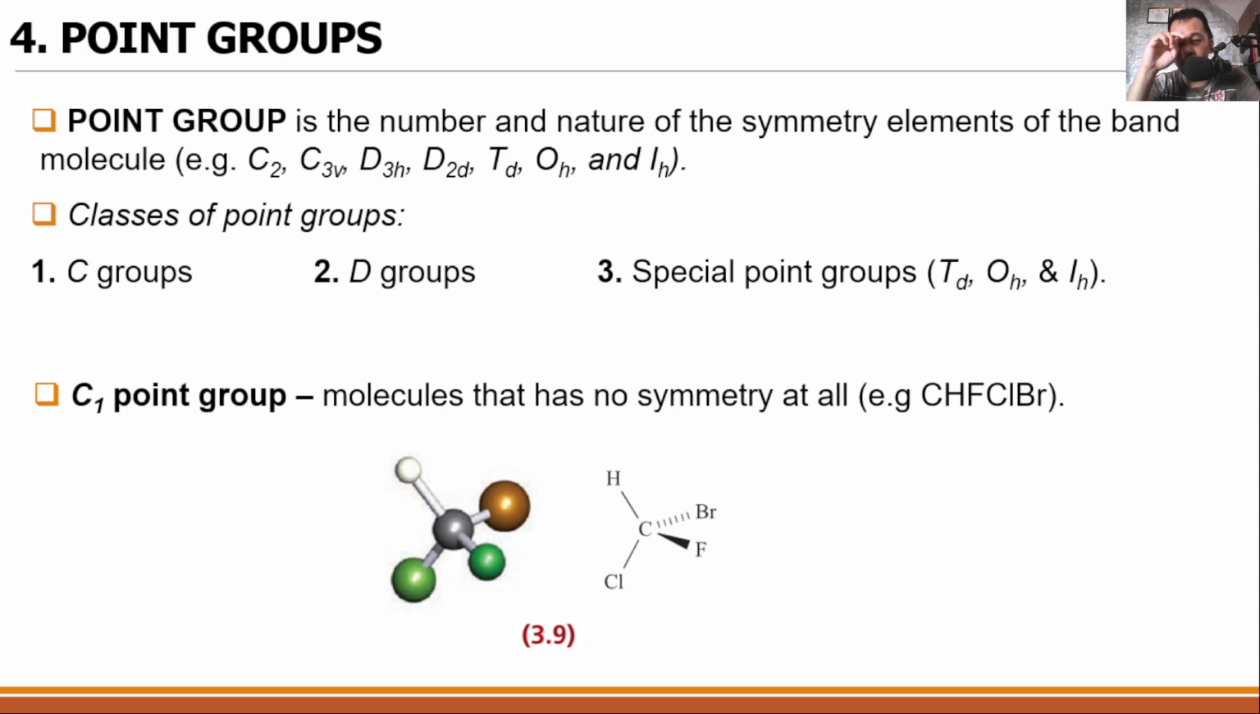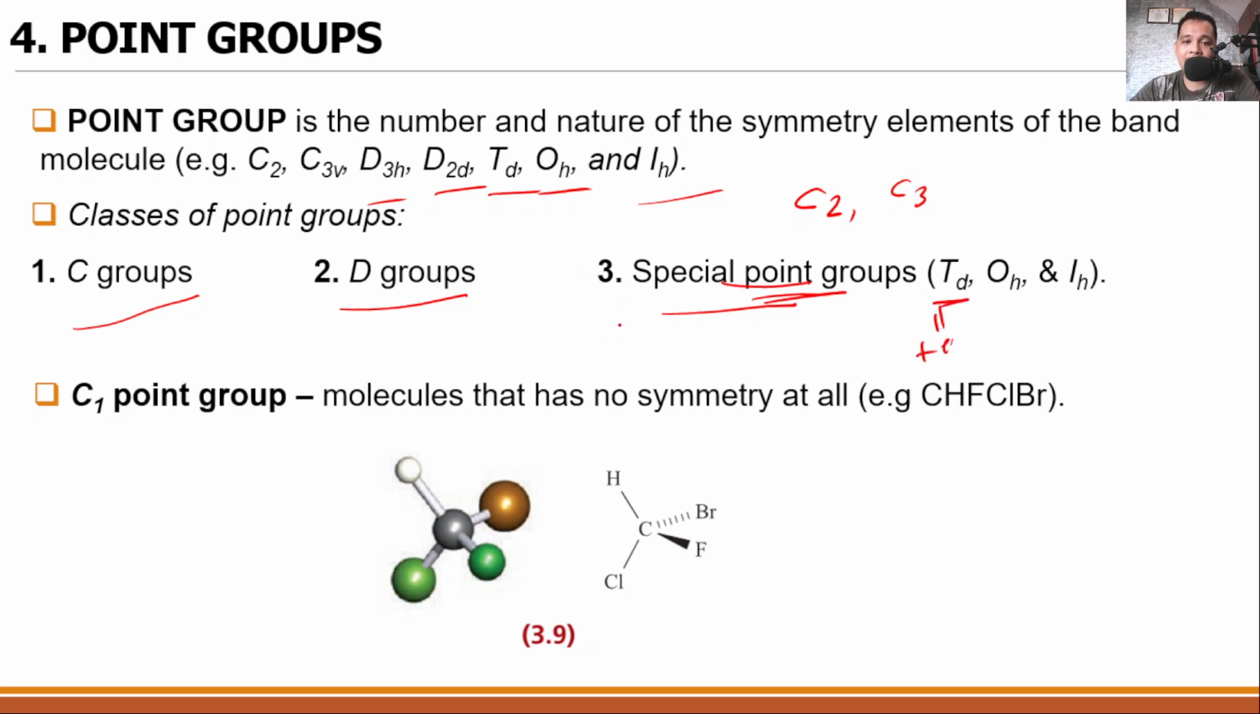ito yung number of symmetry natin, or the nature of the symmetry elements of the whole molecule. So, the typical example, if you discuss ng professor ninyo, mayroon kayo makikita C2, C3V, D3H, D2D, TD, OH, and IH. So, what are those? So, saang classes ng point groups kasi natin? So that we have C groups, we have D groups, and special point groups that contains many symmetry elements. Kaya they are often classified as TD.